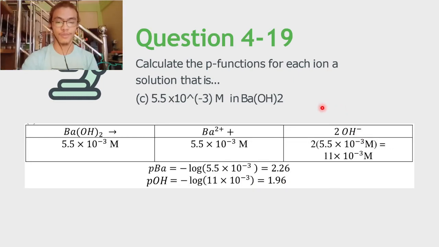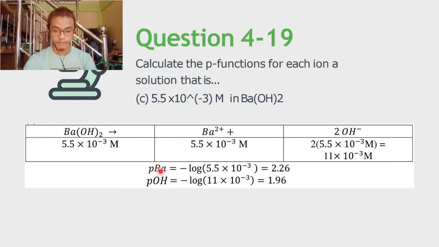So for the next item, we have 5.5 times 10 raised to negative 3 molar in barium hydroxide. Once again, we can see that the ratio between the products is 1:2. And the ratio between the barium ions is 1:1 with the barium hydroxide, which means that it has the same concentration of 5.5 times 10 to the negative 3 molar. And since the hydroxide ions is twice of that, it has a concentration of 11 times 10 raised to negative 3 molar.